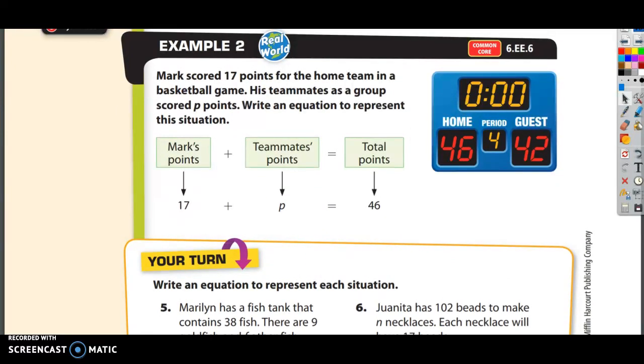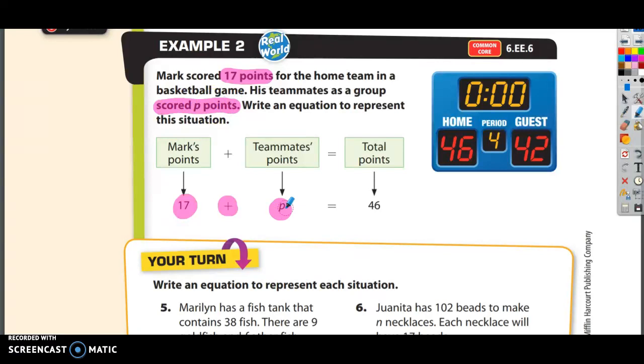Example 2. Mark scored 17 points for the home team in a basketball game. His teammates as a group scored P points. Write an equation to represent the situation. All right, so what do we know? We know that Mark scored 17 points. We add that to how much his teammates scored, because when you're on a basketball team, you get some points and your teammates get some points, and you add them all up. So that's 17 plus. We don't know how many points his teammates scored. We know they scored P points, so it's 17 plus P.